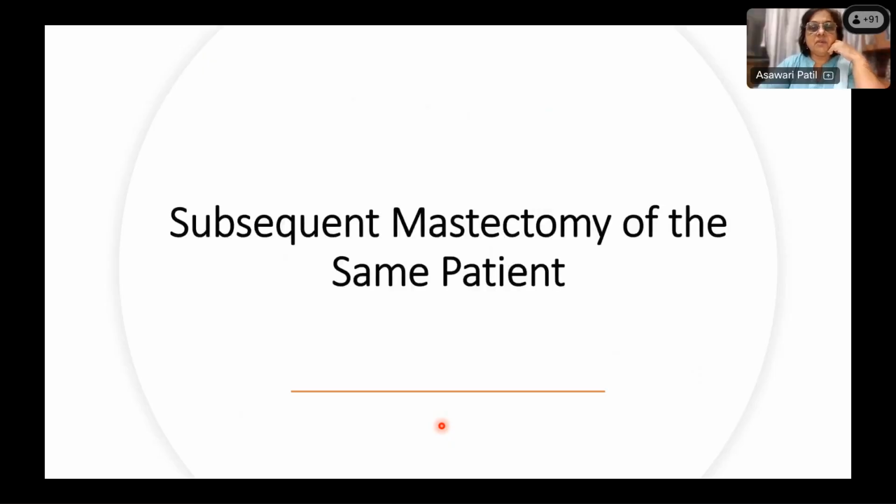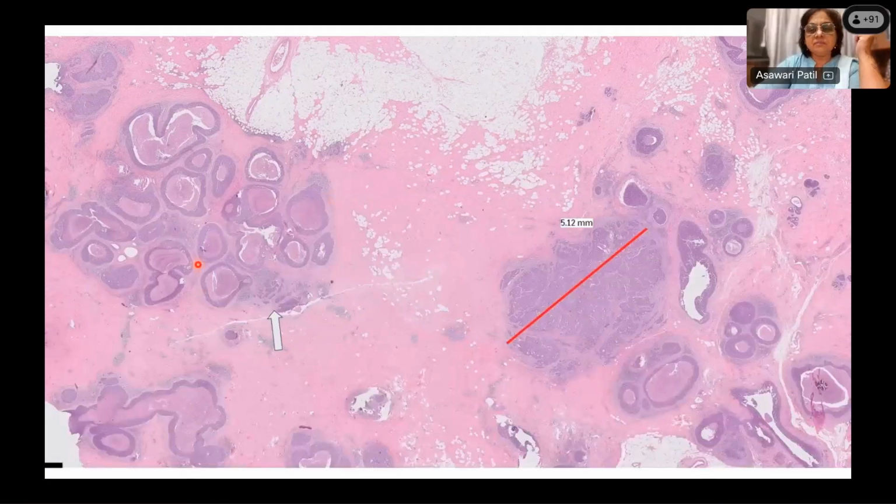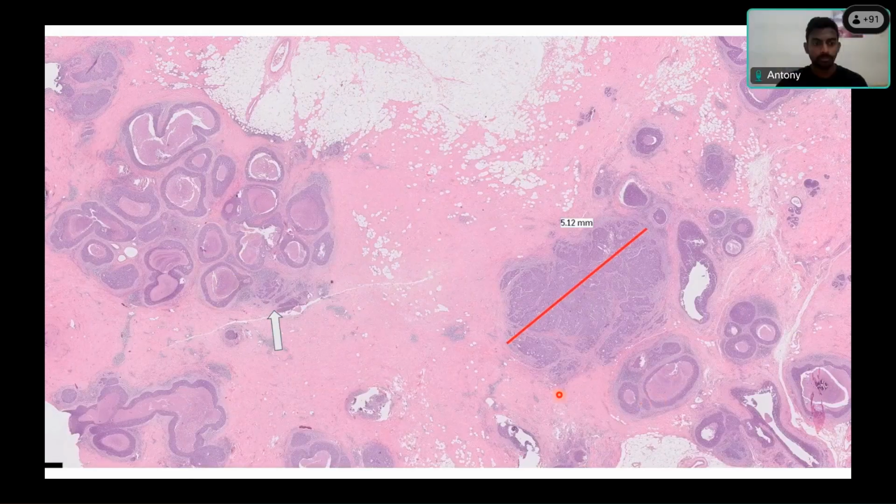We got the subsequent mastectomy of the same patient because it was a big tumor, right? We said it is 7 by 6 centimeter. What do you see here? I know this was not included, but you can just describe. You have understood now. What are these areas I'm pointing out? Carcinoma, with these necrosis. Inside it, DCIS. Yes, ma'am.